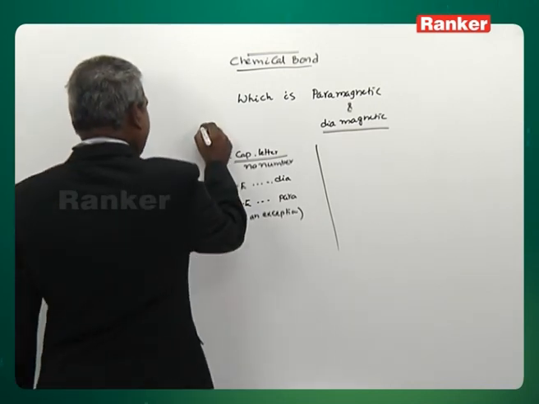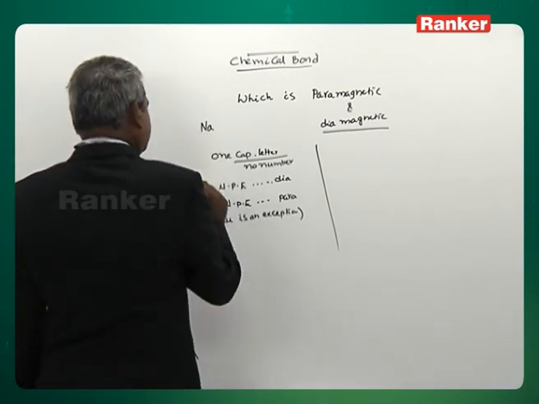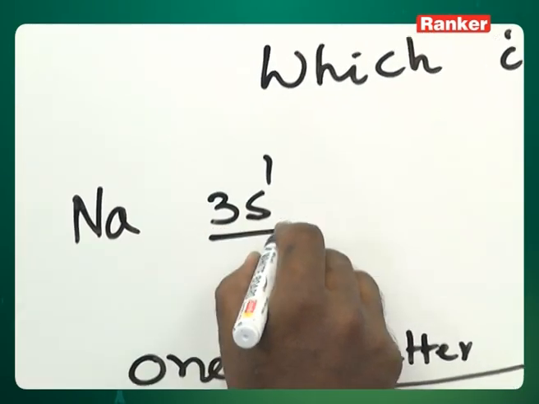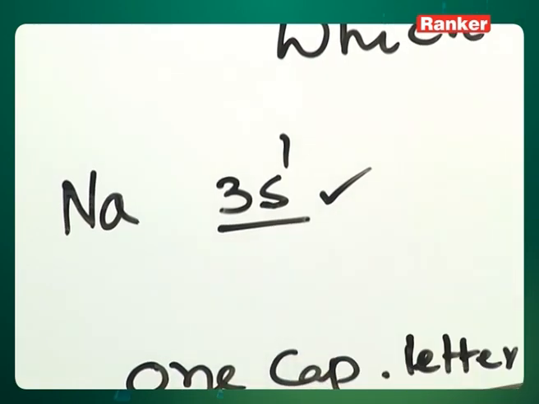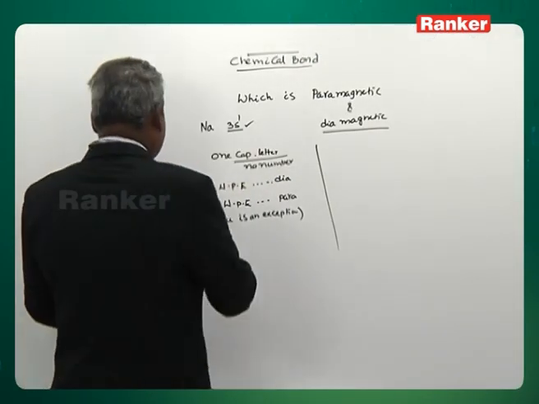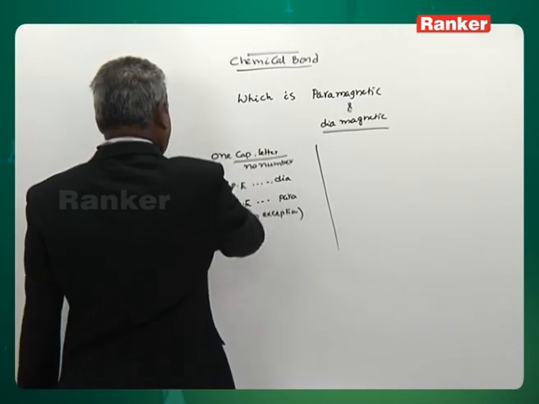Okay. Na, 3s1, unpaired electron is present, therefore para. Sodium is paramagnetic, sodium atom is paramagnetic, like that.